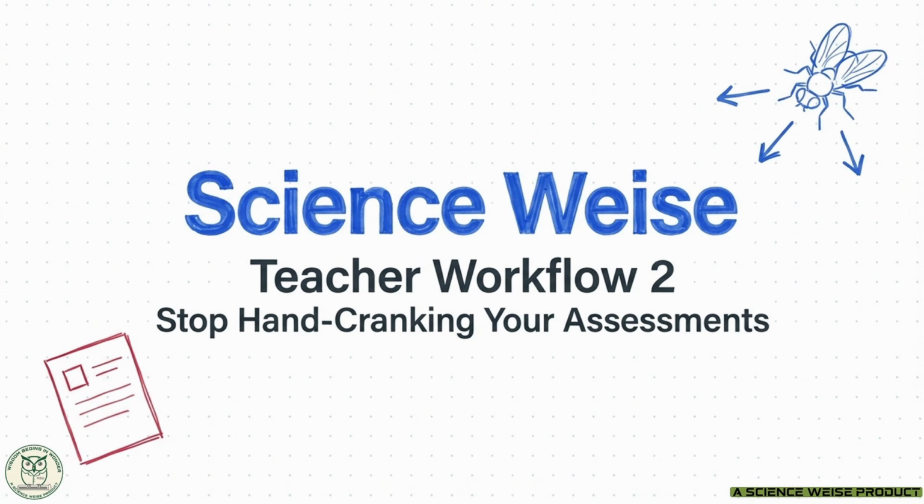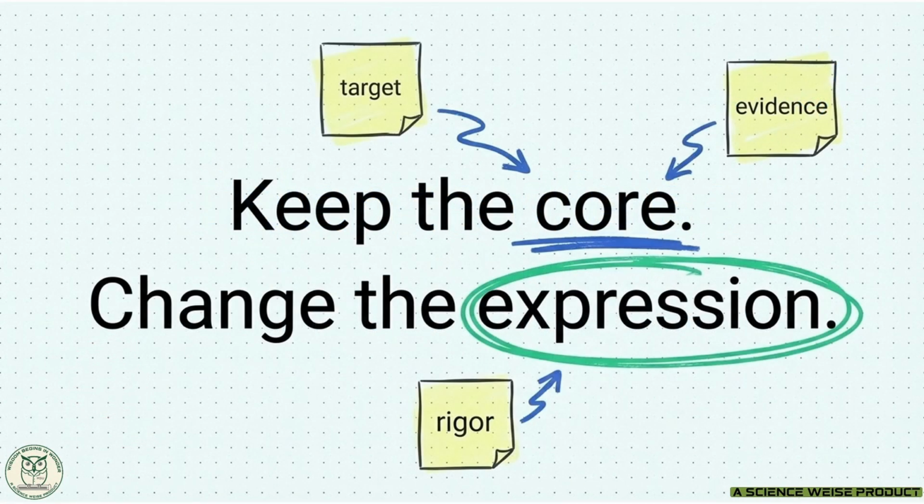Okay, here's the thing. This is not really an episode about tools, it's a workflow episode. The key idea is that a good quiz, a good review sheet, or a good support document all have a core that you already trust: the learning target, the evidence you care about, and the level of rigor. The mistake we make is acting like every retake or review version has to be born as a completely new document. It doesn't. The rule for today is simple: keep the core, change the expression. Pause for 5 seconds and jot that down. Seriously, keep the core, change the expression.